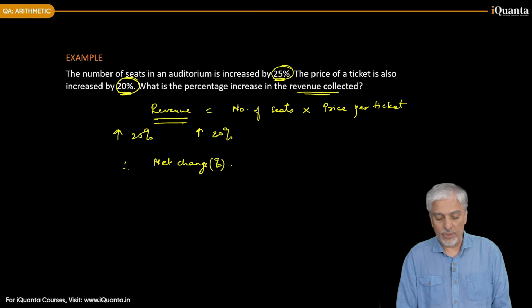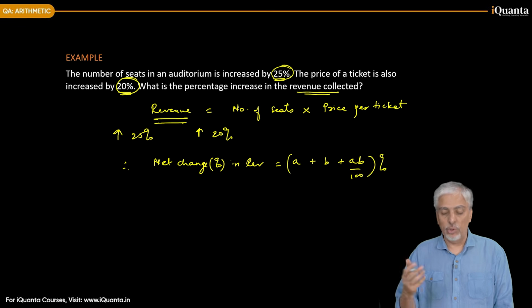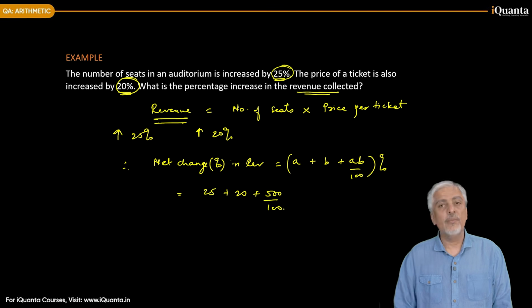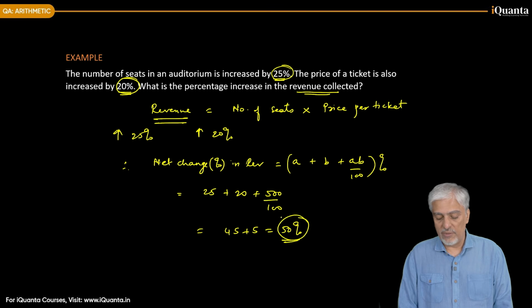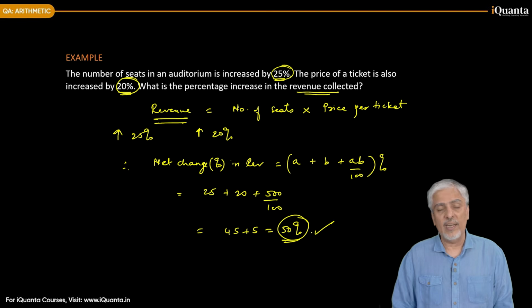percentage change in revenue will be nothing but I can use A plus B plus AB by 100%. Why? Because finally both of them impact the revenue. So I can directly use 25 plus 20 plus 500 upon 100, which will be 5. So 45 plus 5 will become 50%. So the revenue will increase by 50%. Good question. Understand it very well.